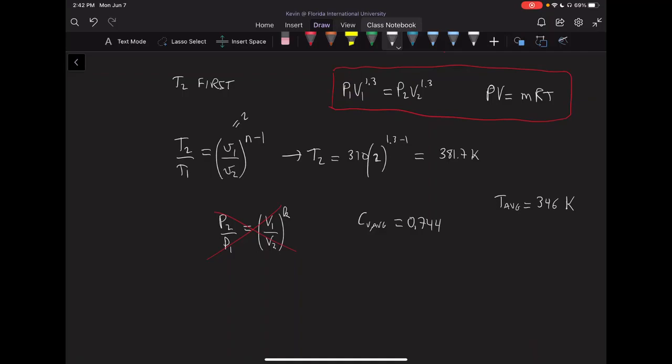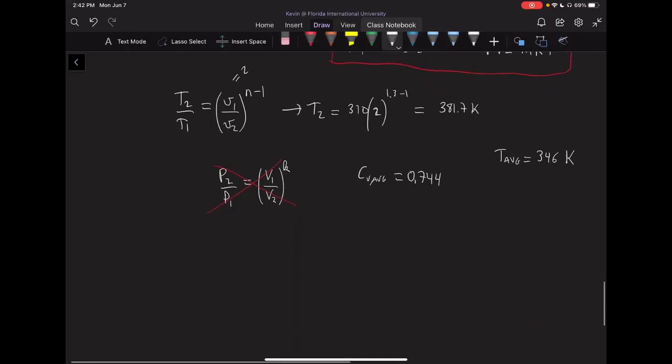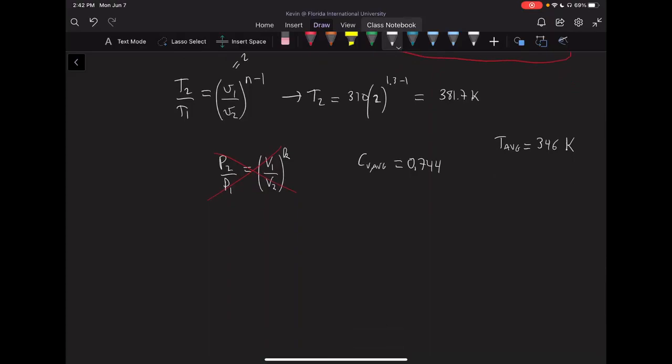It's at 350. So now that we have CV average, we can just compute our delta S by plugging in all our values, and we get that our delta S is minus 0.0385 kilojoules per Kelvin. And that concludes our problem. We found our change in entropy within this polytropic process.